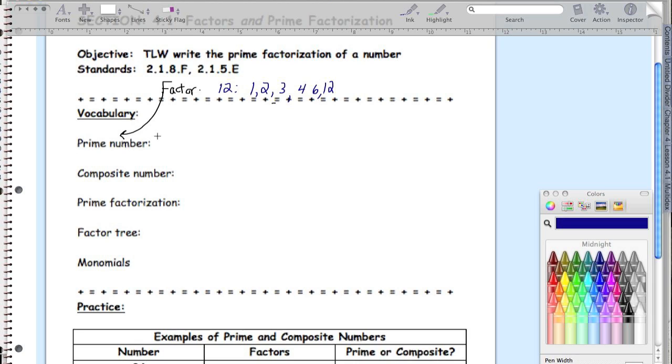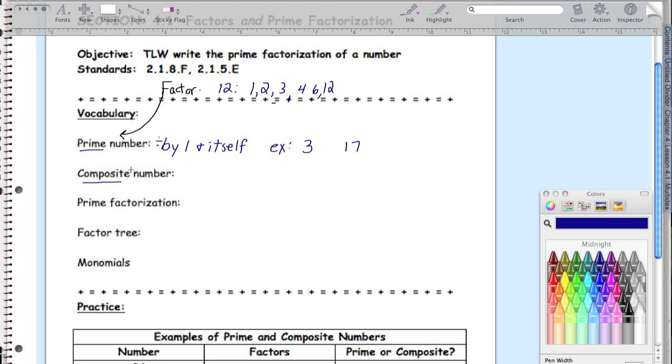Now, prime number. There's two different types of numbers: prime numbers and composite numbers. Prime numbers are any number that is divisible by 1 and itself, meaning the only things you can divide that number by without getting a decimal are 1 and itself. For example, the number 3. The only things that go into 3 are 1 and 3. The number 17. Nothing goes into 17 other than 1 and 17.